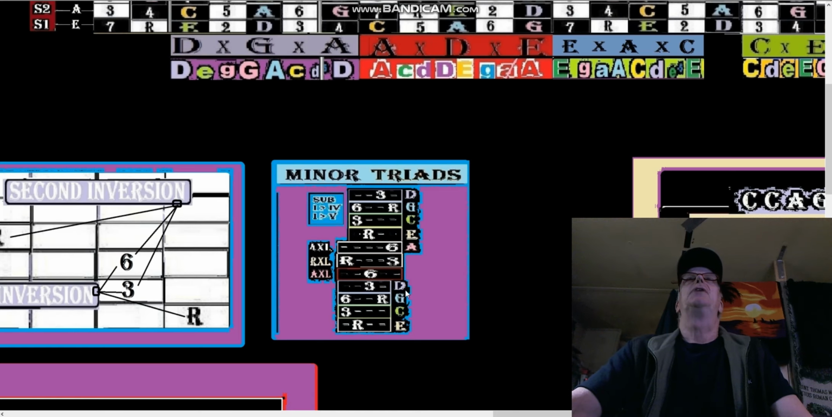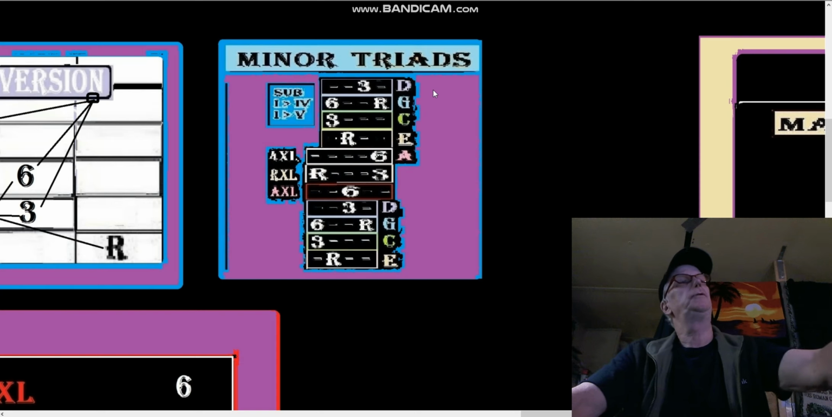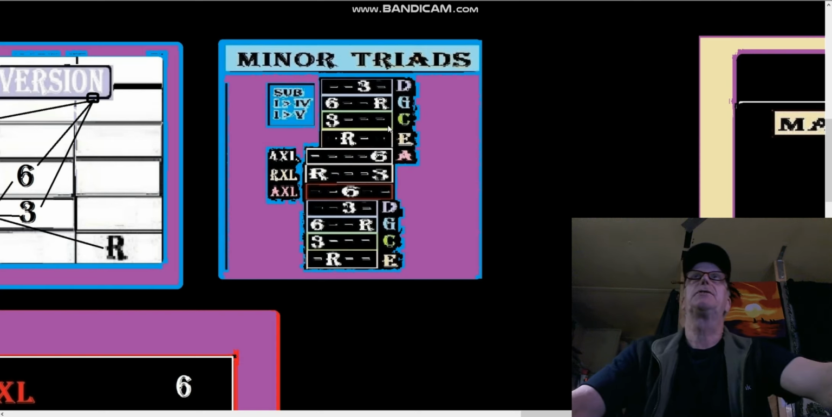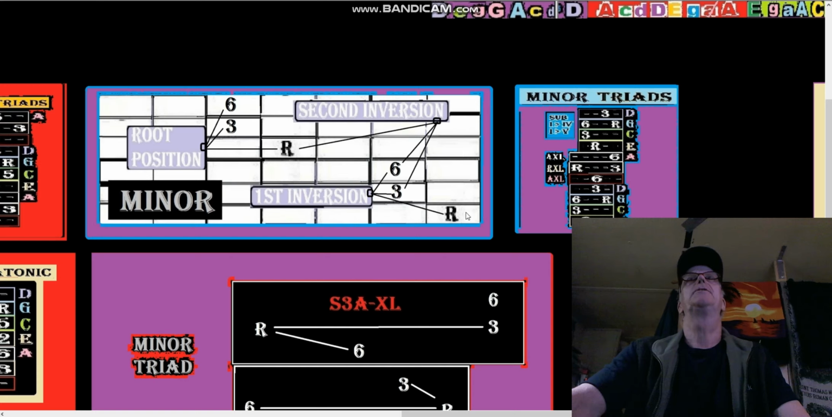In the minor triads, okay, remember we talked about root 3, 6? So now in the regular string shapes, we've got root 3, 6, root 3, 6, root 3, 6, root 3, 6. So this is how we do the triads, but let's look at it. Here's the minor, and here's the P4 build for the minor triad. Root 3, 6, root 3, 6.